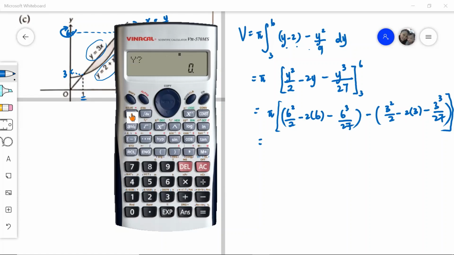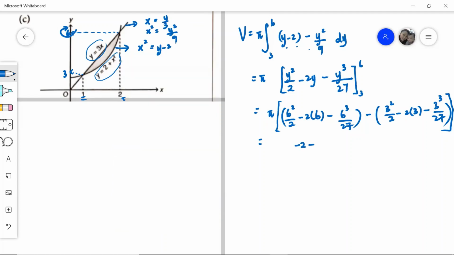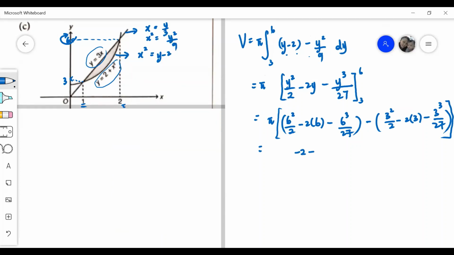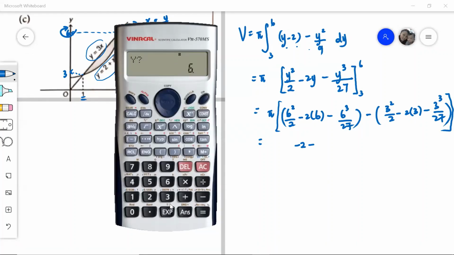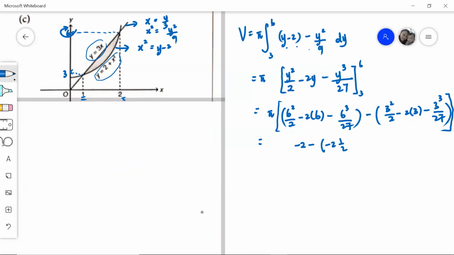Okay, so when y is 6, I have negative 2, minus when y is 3, negative 2.5. So minus negative 2.5, pi. So negative 2 plus 2.5, we get half pi units cubed. That's it. We found the answer for C.